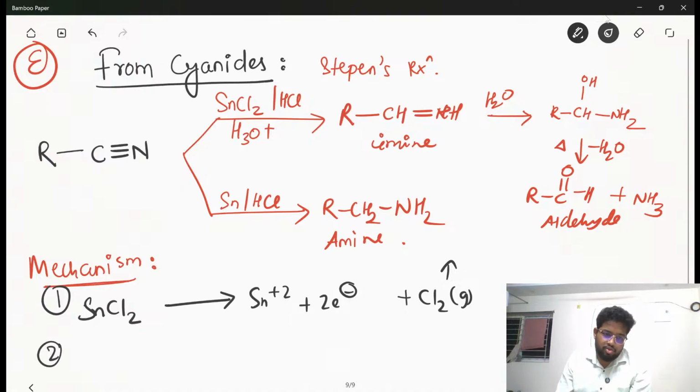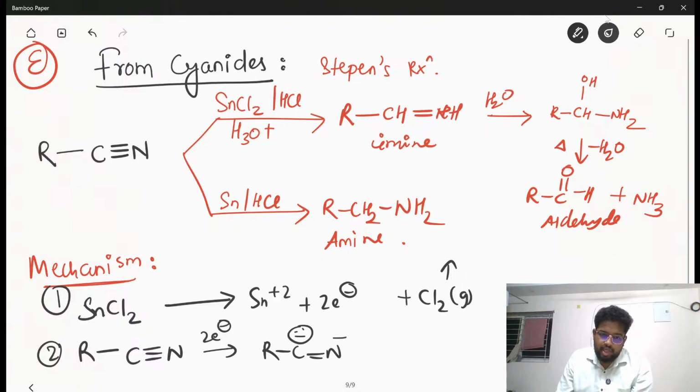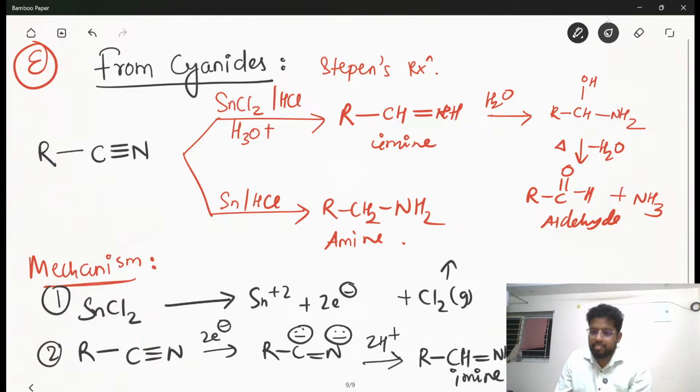Now you see those two electrons which are evolved from here are added across the C triple bond N, and I get C minus double bond N minus. Now this starting material gains 2H+ from the acidic medium which is HCl, and what I get is CH double bond NH, an imine, formation of imine.